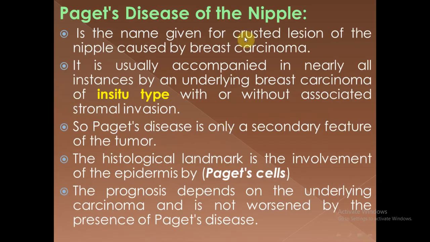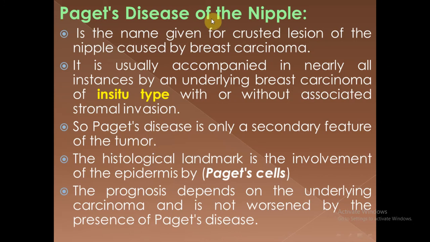Now we come to Paget disease of the nipple. This name is given to a crusted lesion of the nipple that is caused by breast carcinoma. This disease is usually accompanied in 100% of cases by underlying breast carcinoma. Usually the type of this underlying breast carcinoma is in situ ductal carcinoma, associated or not associated with stromal invasion, but definitely there is underlying in situ ductal carcinoma with or without invasion. So Paget disease is only a secondary feature of the tumor.